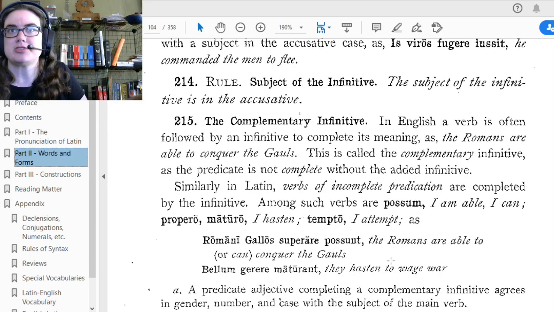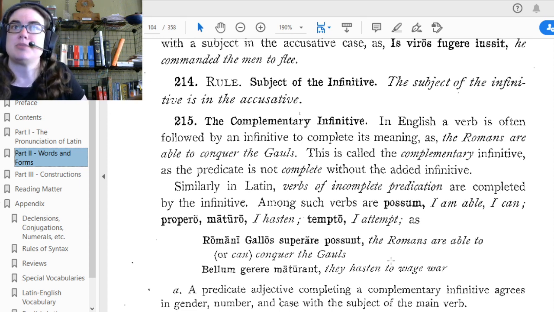There's also the complementary infinitive, which is not challenging at all. It's when an infinitive is used to complete the meaning of another verb. The Romans are able to conquer the Gauls. Sorry. I've been outside, so I think my allergies are wacky. This is called the complementary infinitive, as the predicate is not complete without the added infinitive. Complementary, it completes the meaning of the main verb. So to be able needs an infinitive. It needs a complementary infinitive.